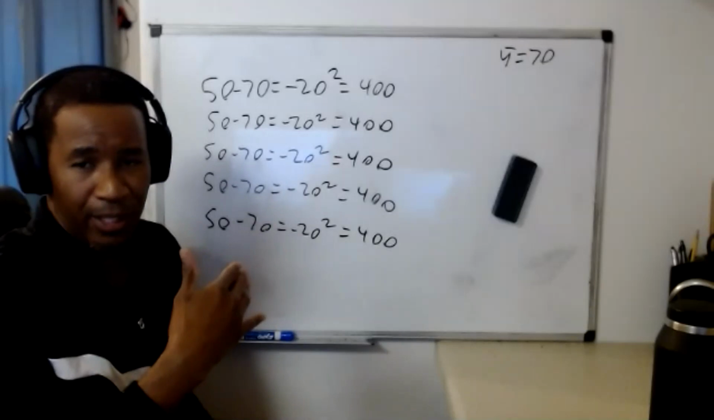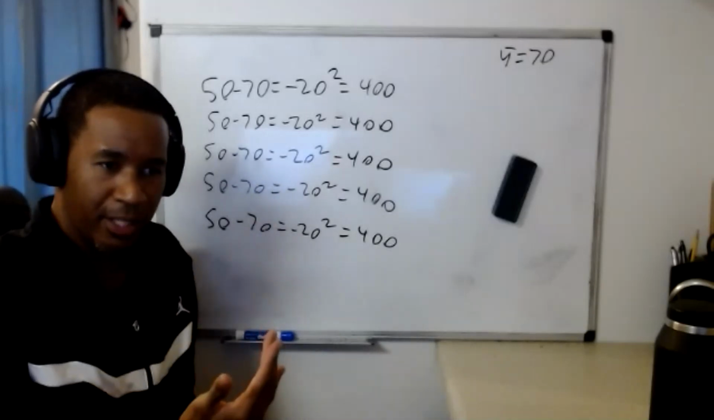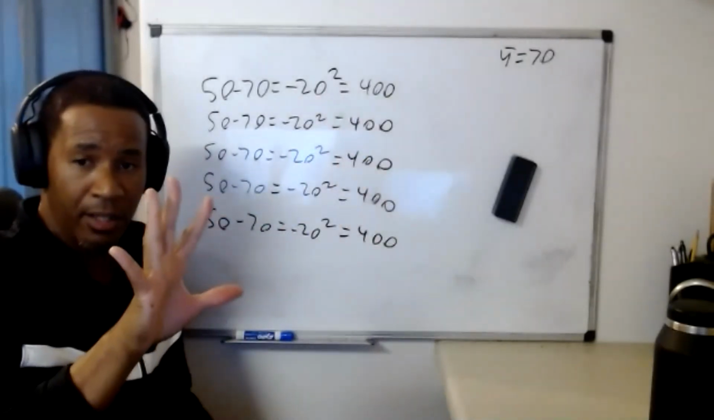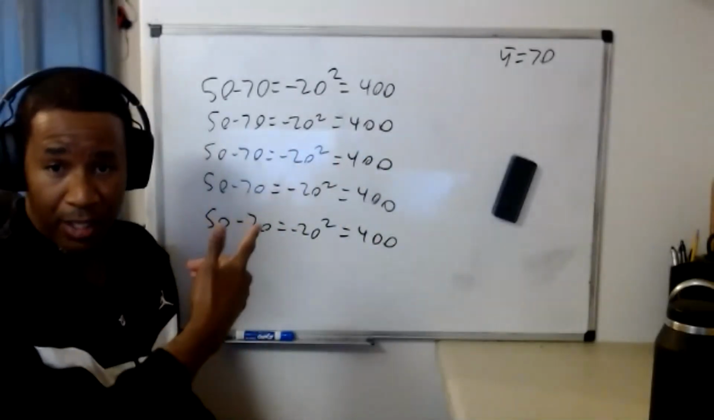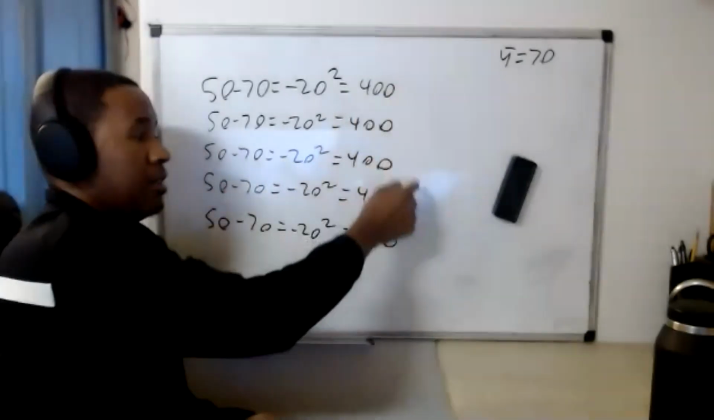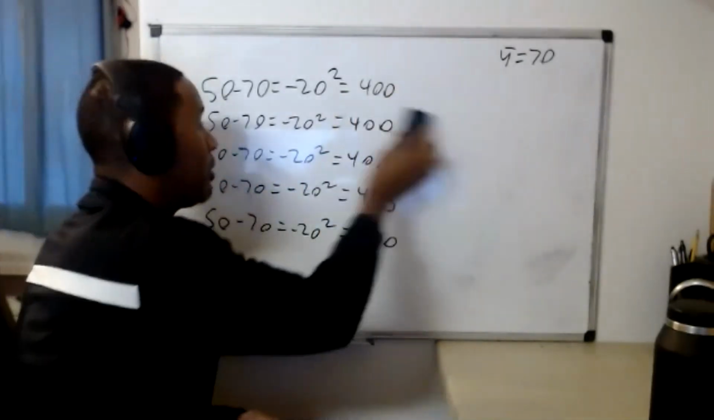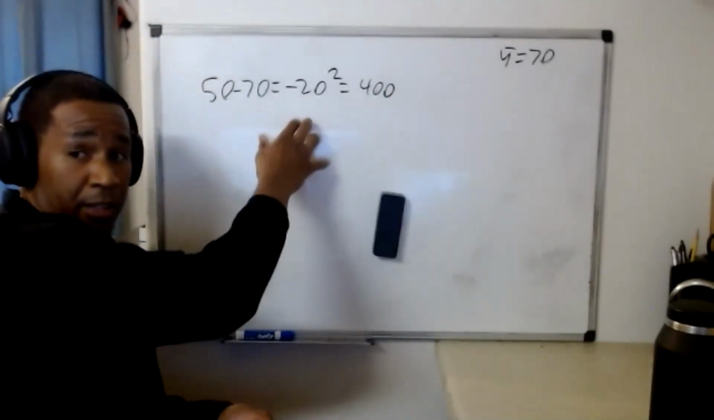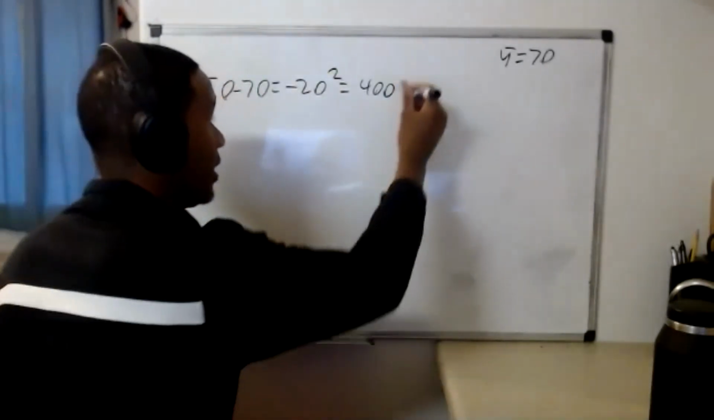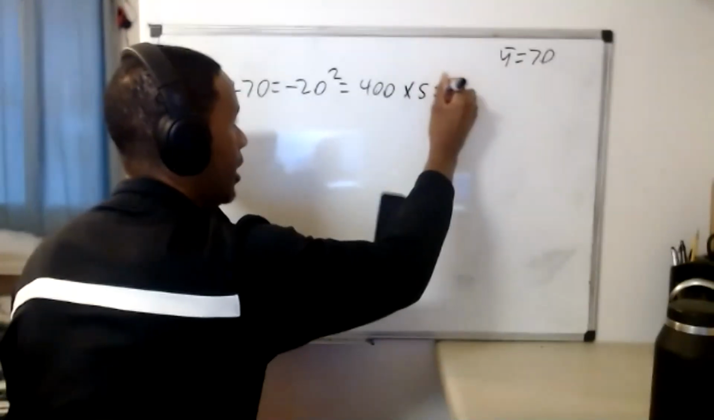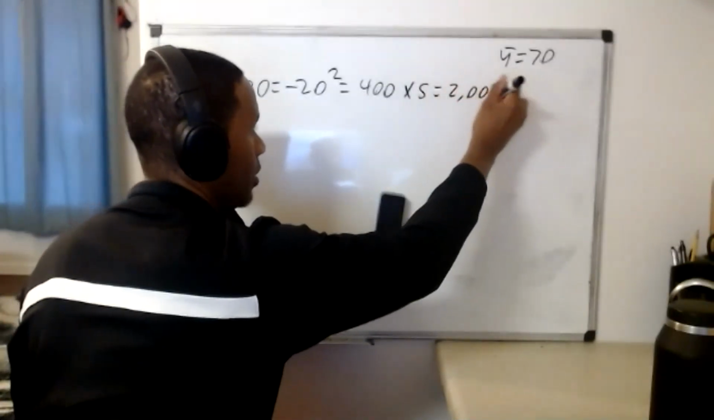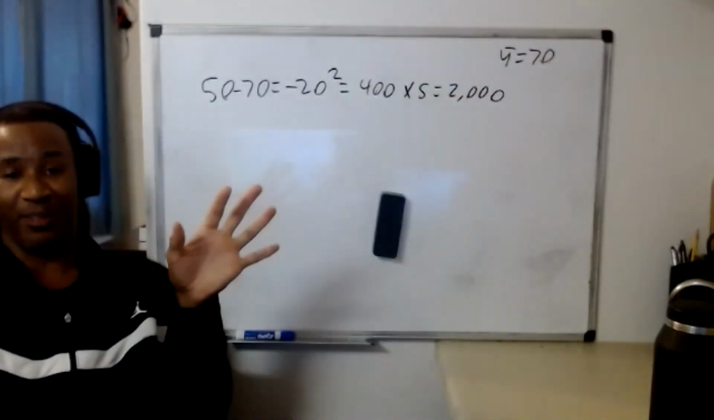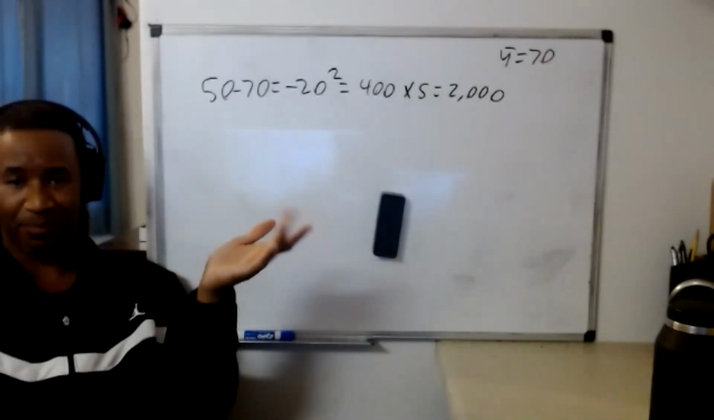Now that's the long way. The other way, since you know that you're going to get 400 every single time, is that instead of doing this 5 times, I could multiply by 5, and I'm still going to get 2000. So that's what I'm going to do. Take 50 minus 70, which gives the deviation of negative 20. Square it and get 400. Multiply this by 5, and I'm going to get 2000. Hopefully that makes sense to everybody, because I really don't want to do this 45 times, okay?